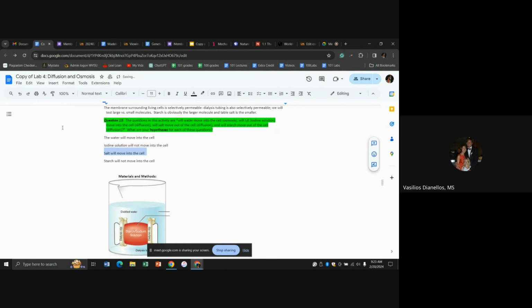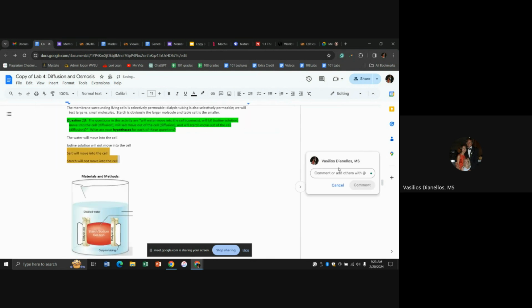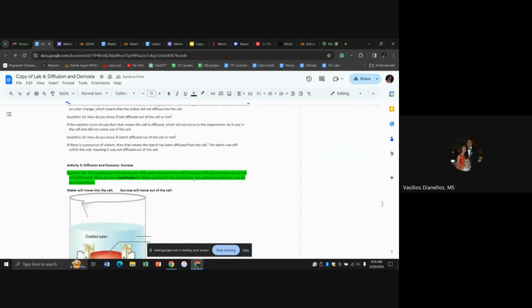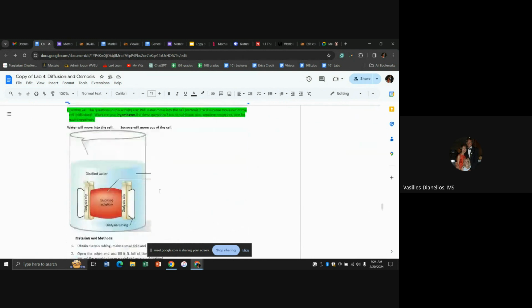Oops. Here, let's just do it like this. Same with the starch, right? Starch is already in the cell. So minus 0.5. Now let's keep going. Water will move into the cell. Sucrose will move out of the cell. That's good.